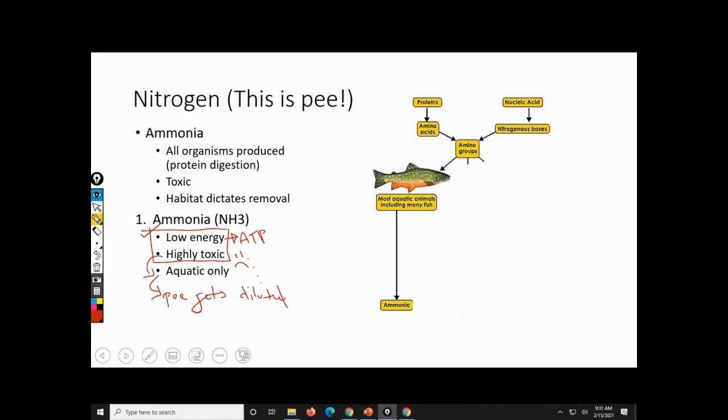So this is the top, says all organisms. So all organisms will produce some kind of pee. In this case, all organisms are producing a nitrogenous waste, and in this case, we're talking about ammonia. And we're going to flip through to the next one here. So not all organisms produce ammonia? Not all organisms produce ammonia per se. In this case, most aquatic organisms do.